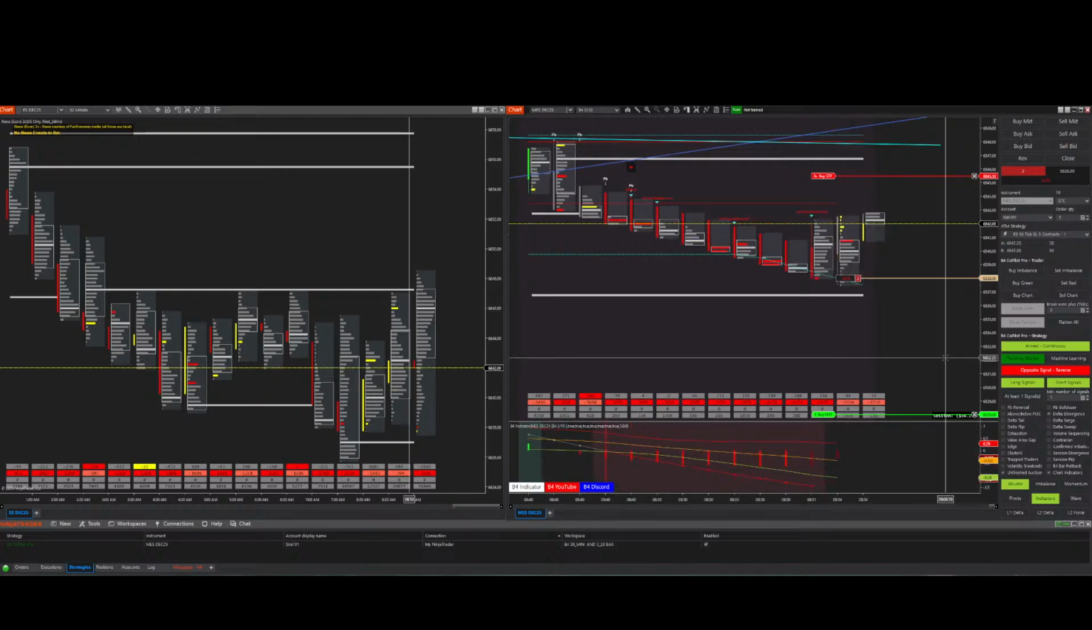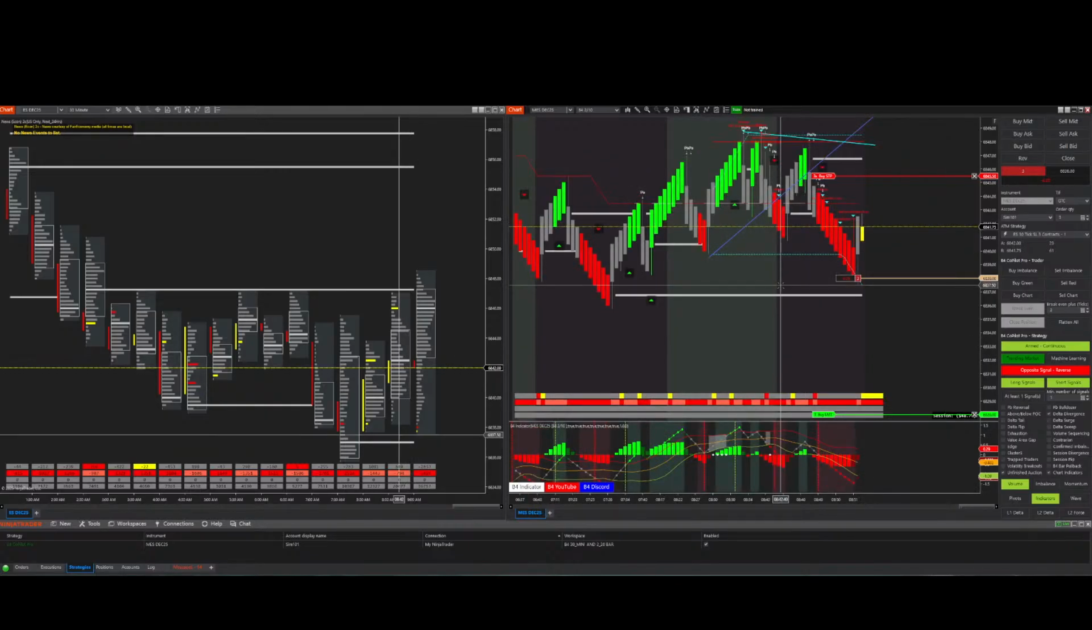But right now, we're at a key inflection point right here. It's a virgin point of control, so this is a support area. This trade right here probably is not going to work out. Let me zoom in on it, get back in here and look.